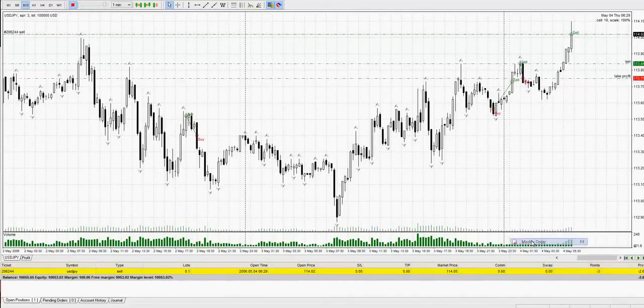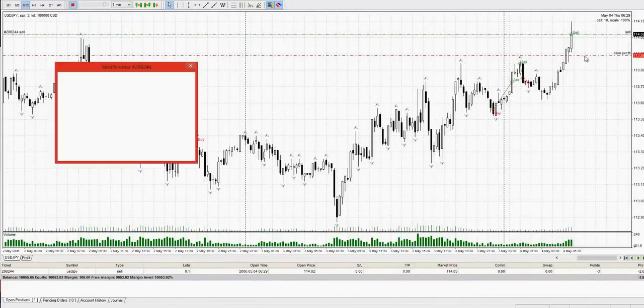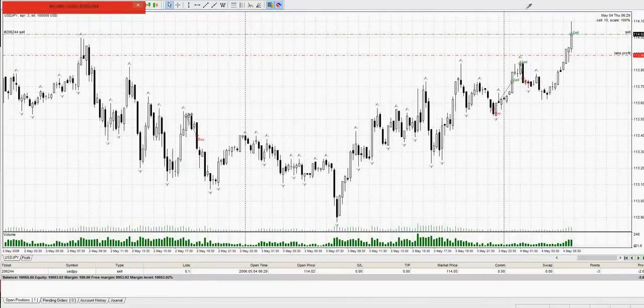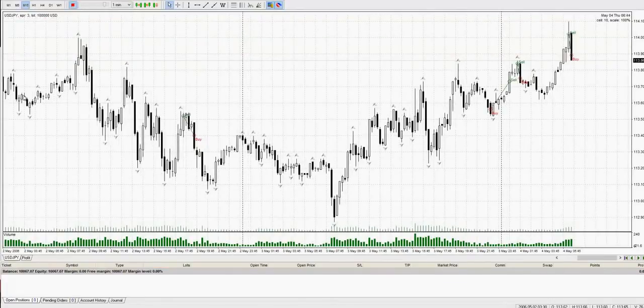Take profit would be the previous opposite candle, which is here, and stop loss is just a bit above. I think I pressed stop loss too big. It should only be about 5 pips.